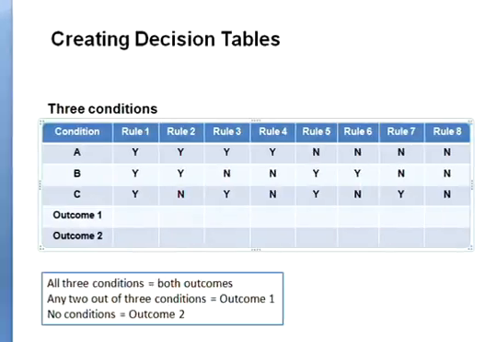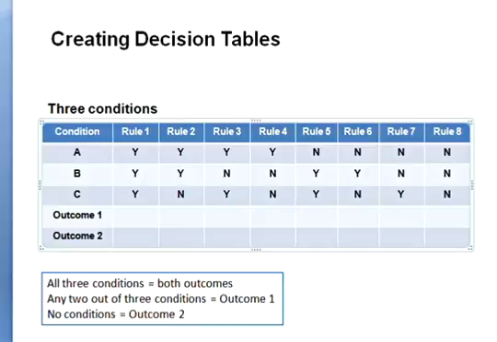Here's a statement that describes conditions and outcomes. If all three conditions are met, both outcomes are produced. Any 2 out of 3 conditions produces outcome 1. If no conditions are met, outcome 2 is produced.